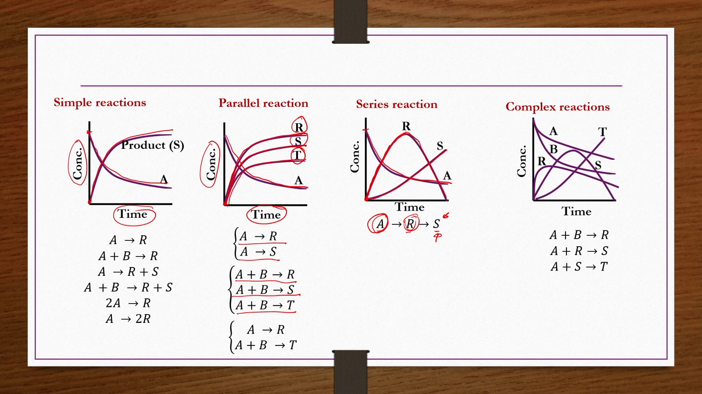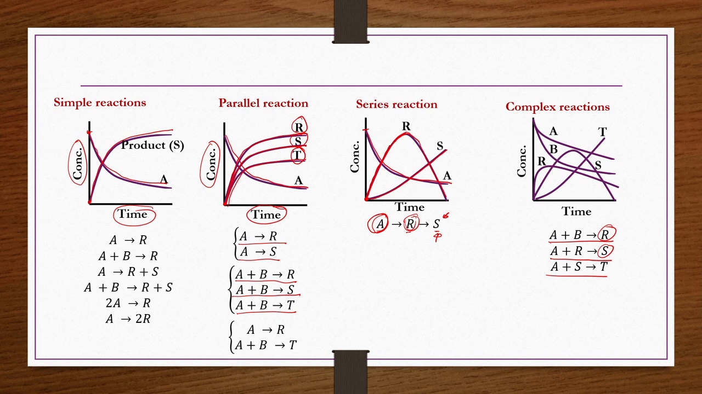Just for understanding, you need to know such kinds of reactions are possible. Now, complex reactions, let us say here A and B form R, and this R reacts with reactant A again to give S, and this S again reacts with A and forms T. Right? This S may also be reacting with B or R, it is possible, and giving some other products may also be possible. It's all complicated. You cannot generalize or simplify it.